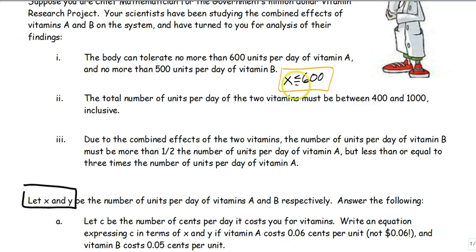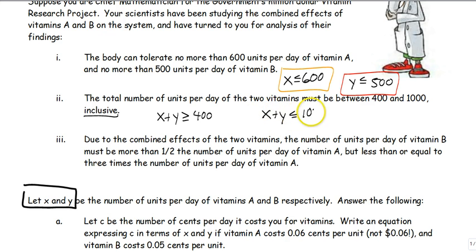The other one is for vitamin B, which cannot be more than 500, so y has to be less than or equal to 500. And I made that red on my grid. Now, for this one, you can make it one big inequality, but we want two separate equations to graph the lines. We want x plus y to be greater than or equal to 400, because it says it has to be between the two numbers. Inclusive means you include it, so that's why we have the equal to. We also have x plus y less than or equal to 1000. So those are our second ones. I believe this was blue and this was green when I did this in class.